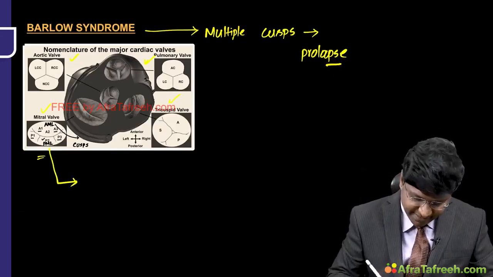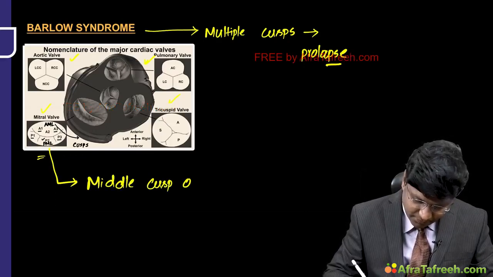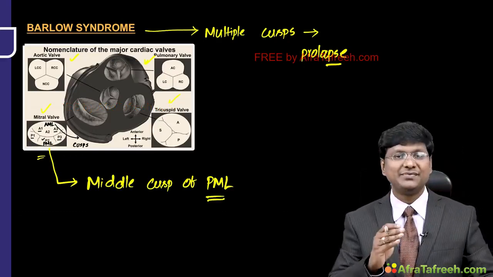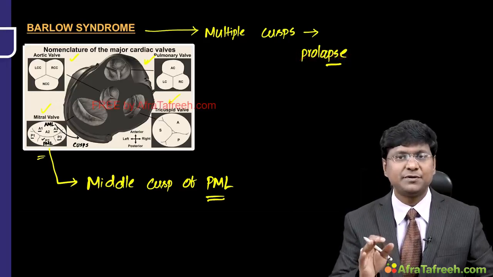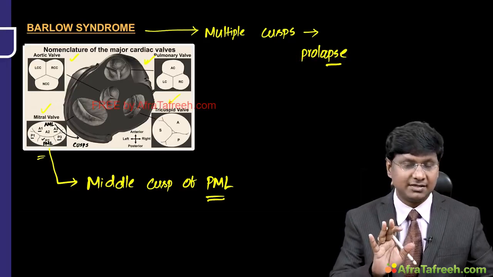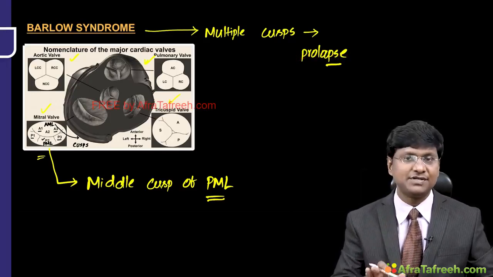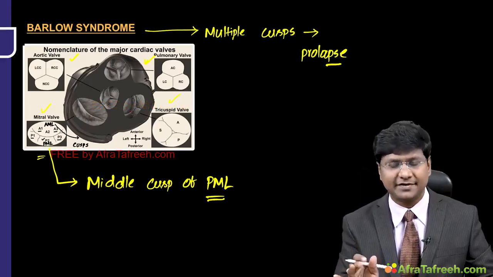So it is the middle cusp of the posterior mitral leaflet. Okay, so that is the one which will prolapse into the left atrium. That is the most common cusp which will prolapse into the left atrium. So that is what happens in mitral valve prolapse syndrome. But in Barlow syndrome, multiple cusps will prolapse into the left atrium.